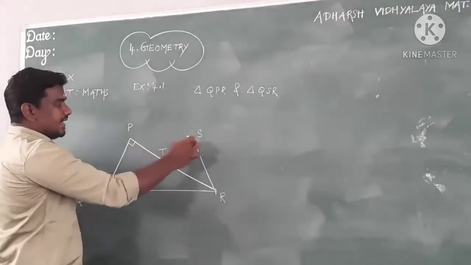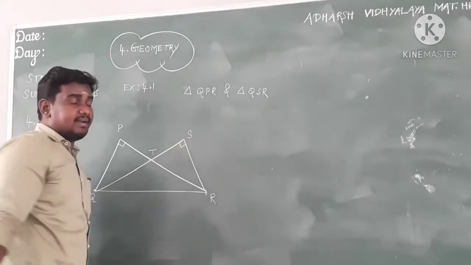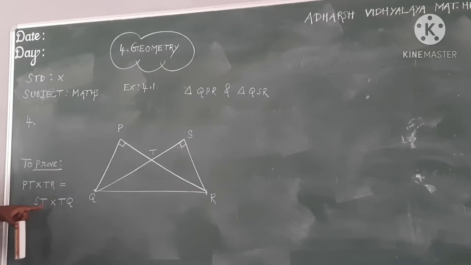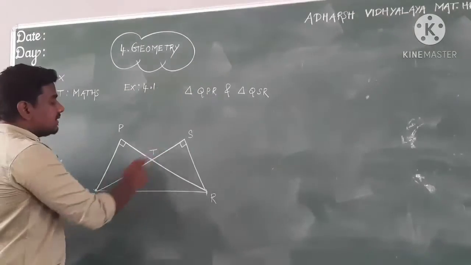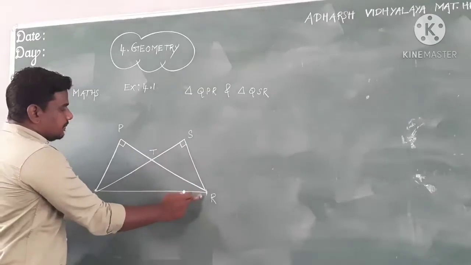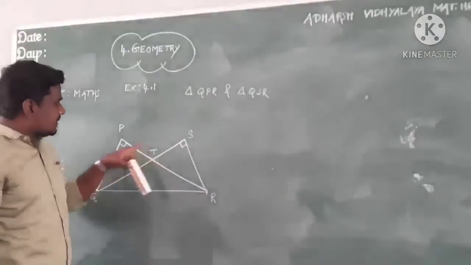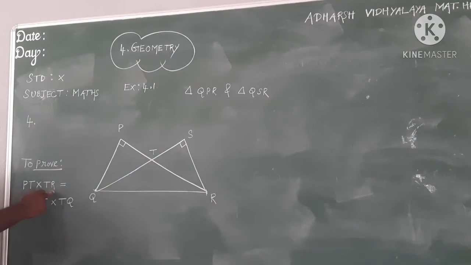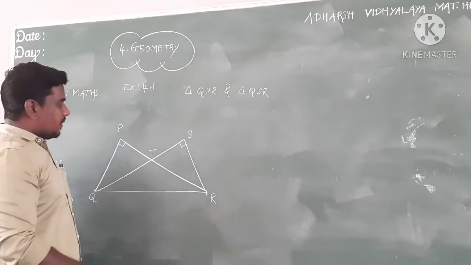Here angle P and angle S are right angles. So now we are going to show PT into TR equal to ST into TQ. What is this T? Actually, this T is the point of intersection of QS and PR. Now we are going to show PT into TR equal to ST into TQ. Let's move on to the problem.